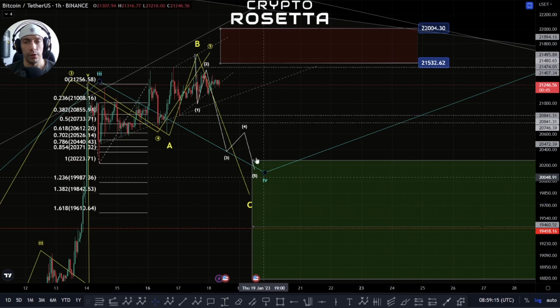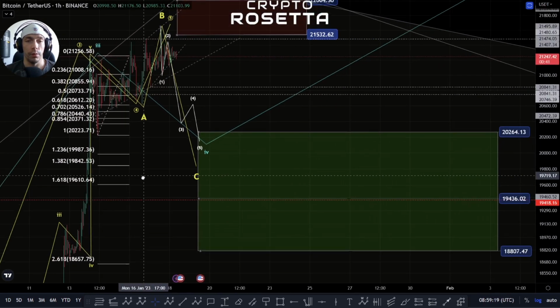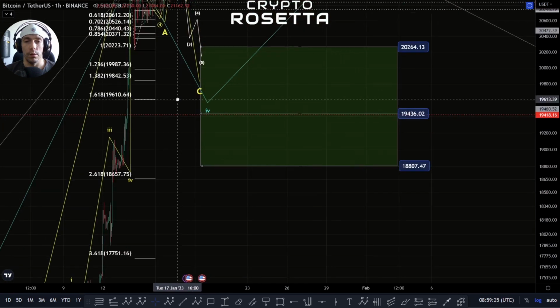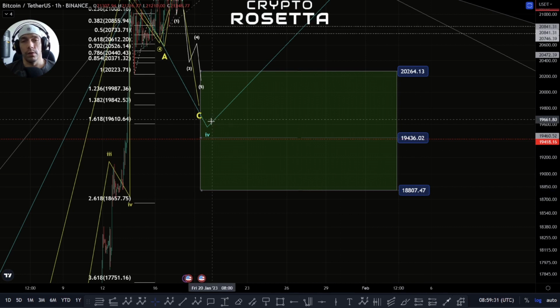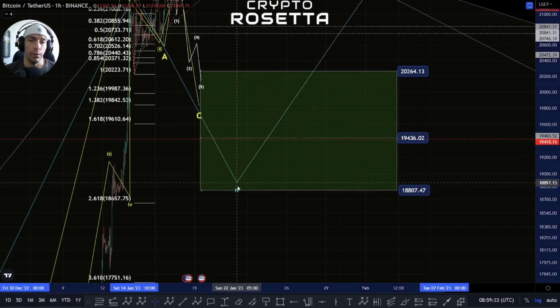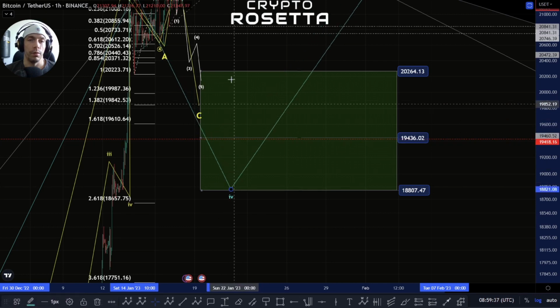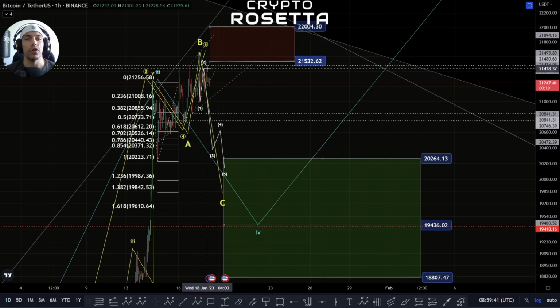So if we do actually start to break down from here, then that's effectively what I would be looking for initially, to see whether we manage to get this 4th wave support within this zone. The lower end of this range is this 18,807. So if it moves much below this point, then we'd have to basically start reevaluating the count. But by that stage, we would have better structure from this move to the downside anyway.